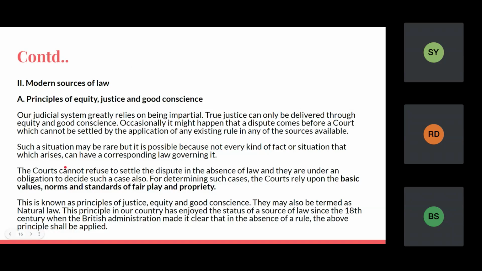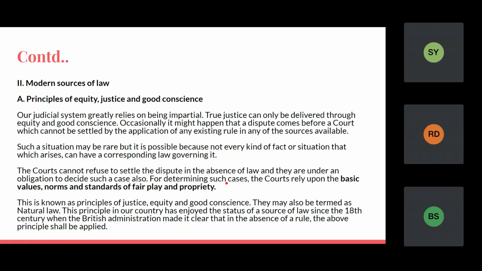So occasionally it might happen that a dispute comes before a court for which no law exists till today. It may be rare, but it is possible, because not every kind of fact or situation that arises can have a corresponding law governing it. So the courts cannot refuse to settle the dispute in the absence of law. They are supposed to come to a conclusion.